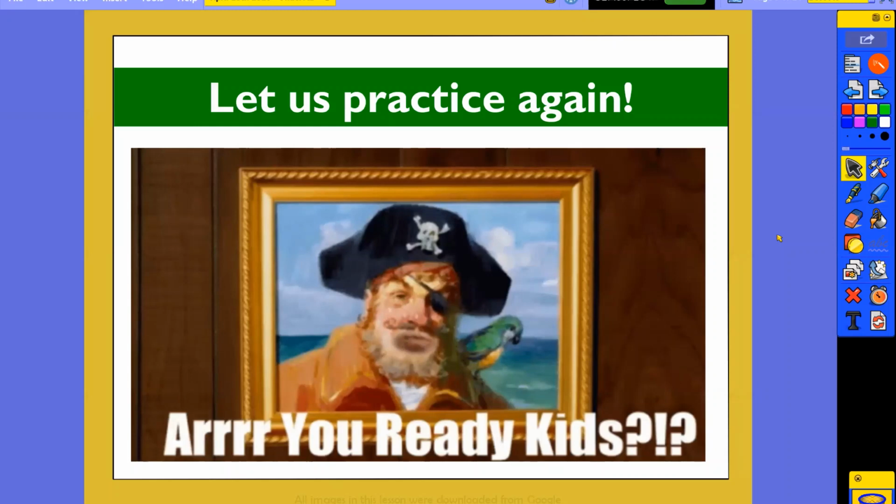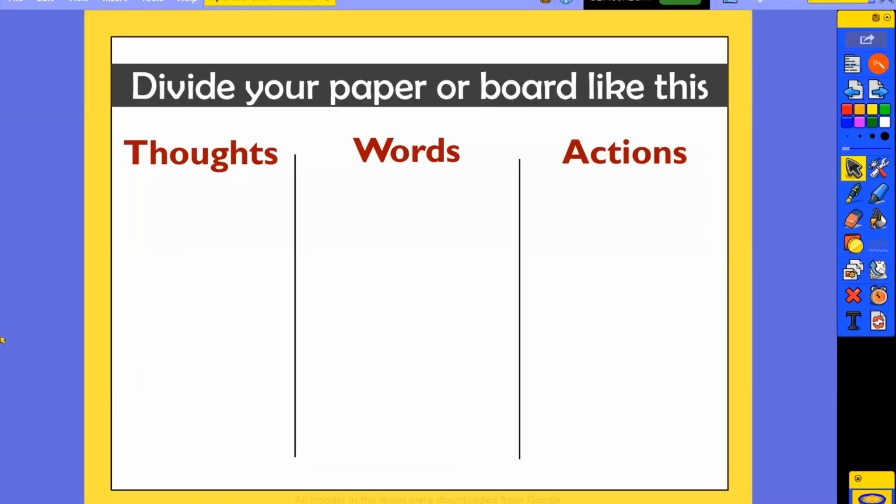Okay, so now we are going to practice again. Because we answered one practice, I think you will get the hang of it, and now you will know what to do. So now, are you ready, kids? Do you know who this character is? Let's start. Again, divide your paper or board into 3 sections, okay? And we're going to answer. Pause the video, and you can start after you're done dividing your paper.